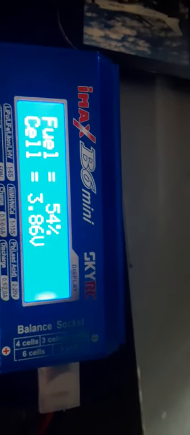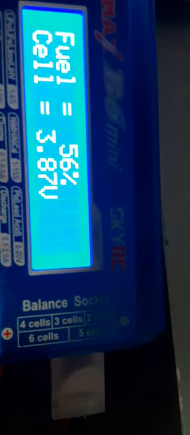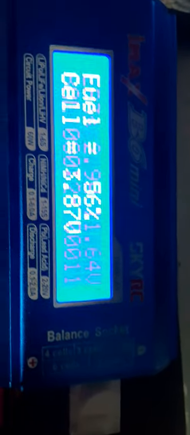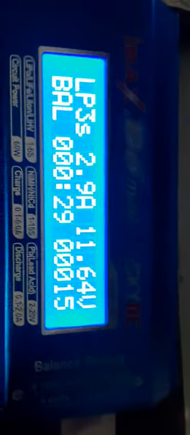Oh wow. So I had 46% left before it started charging, you guys. Or 56%, sorry. So I could have gone basically 8 minutes of flight on this 3S 2200 battery. So that's good to know.